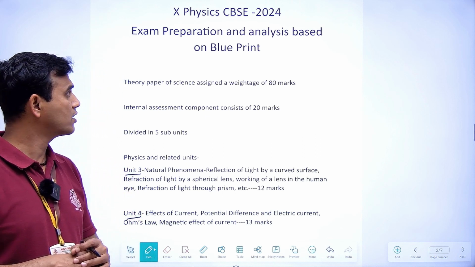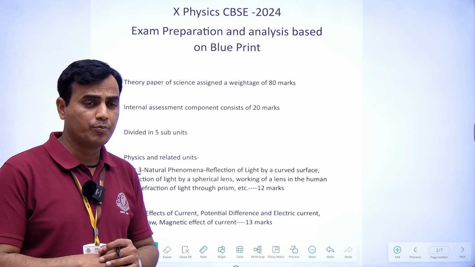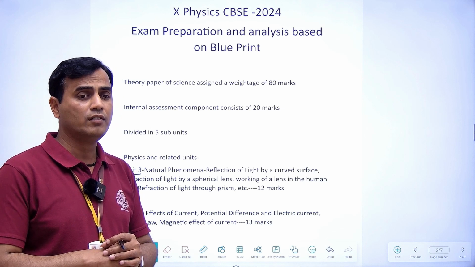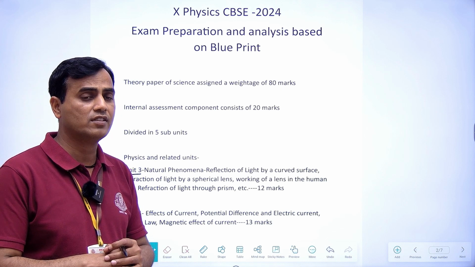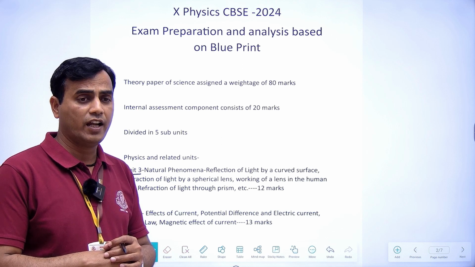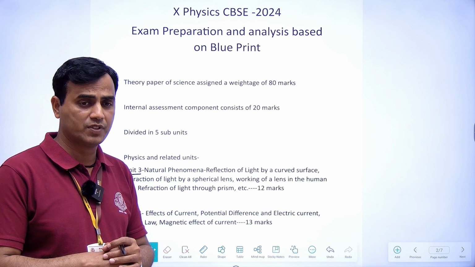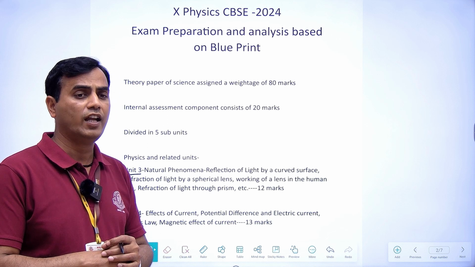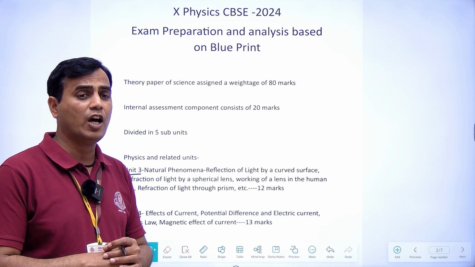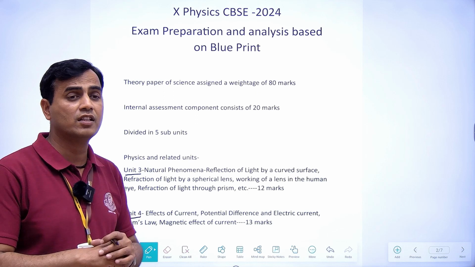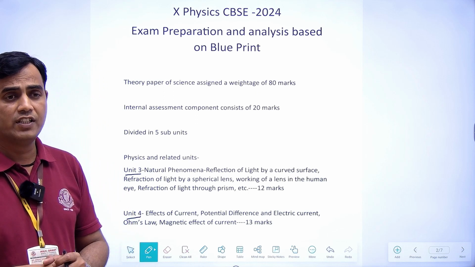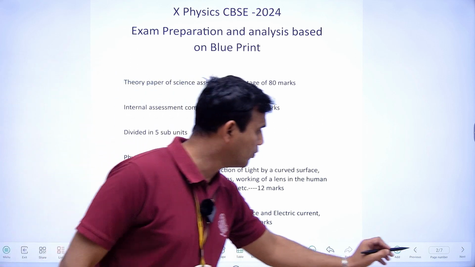Now we will discuss the question paper and how the MCQs, very short answer and short answer subtype second, long answer and case based study questions will appear from both these units and particularly from the physics part. So let's move to the next page.